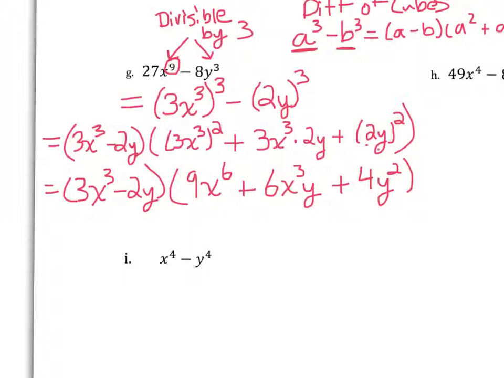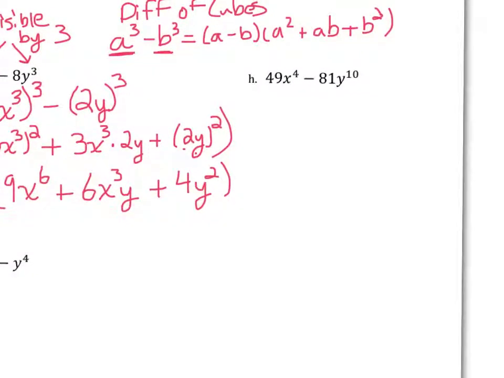Let's go to part H. In part H, I have a 49x to the 4th minus an 81y to the 10th. All right, first step, once again, factor out the GCF. If you look here, there is no GCF. Now I'm going to count the number of terms I have. I have one term here, another term there.